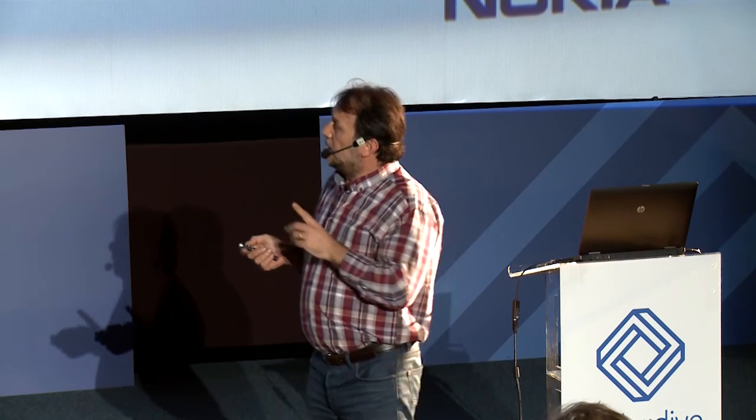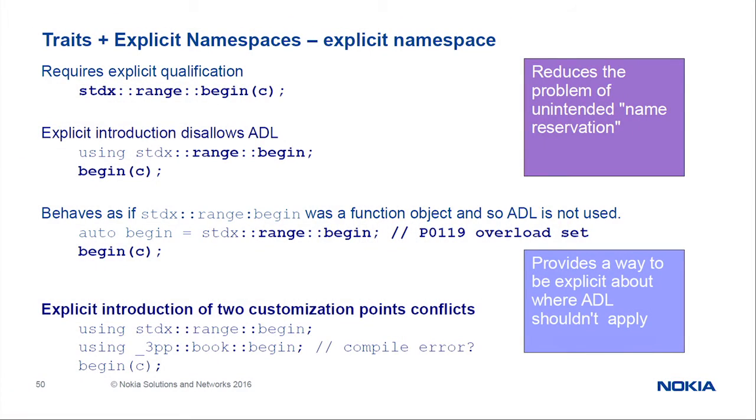And we use begin. And as we have described already, when we have a variable, ADL is not available. Okay? Then an explicit namespace is something that helps us to be more explicit, and when we use something inside, we remove ADL. We don't want to call something else than this function.